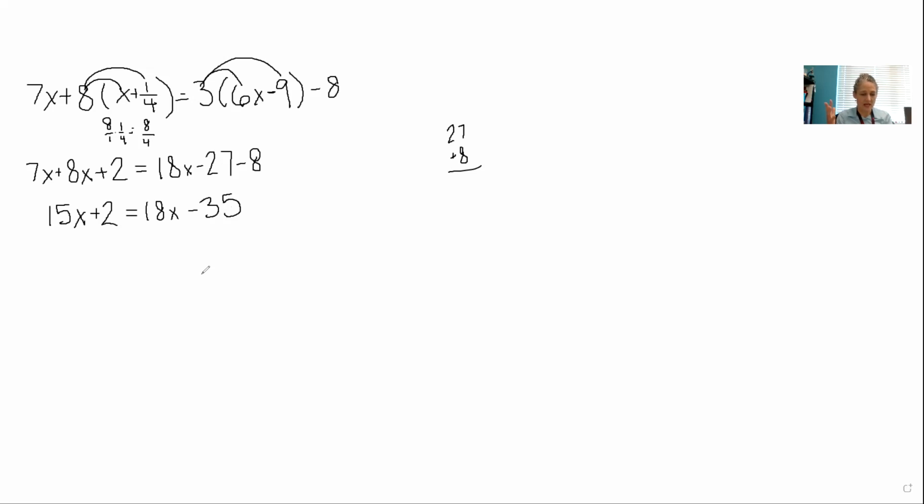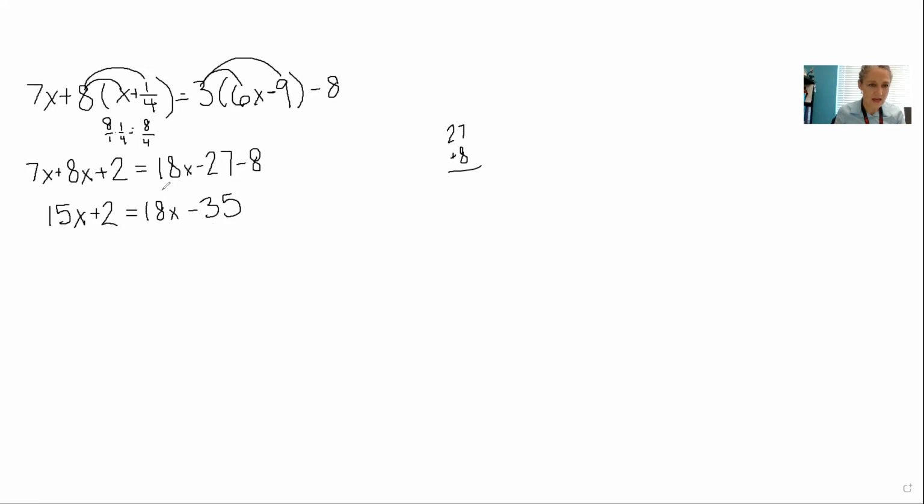So now I'm looking at this, and I know I need to get x's on one side. I need to get numbers on the other side, and I'm looking at this. I'm like, is there any one of these that's better to go on which side, and which side do I want it to go on?